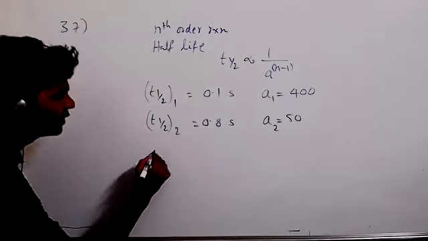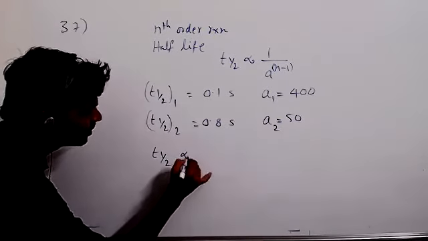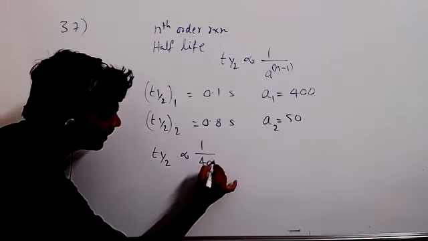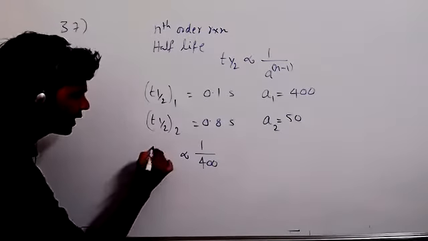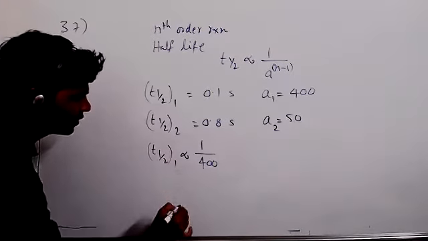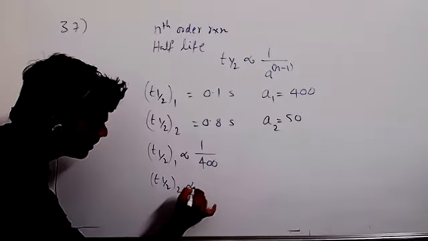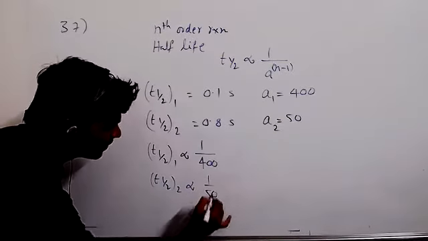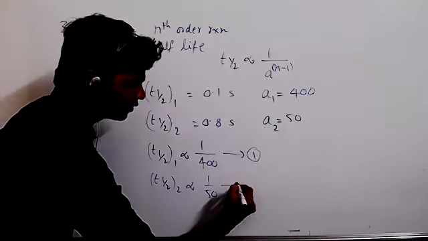So T half is inversely proportional to 1 by 400. So here T half is 0.1. And T half of second is also inversely proportional to 1 by 50. Now this value, this value, take equation 1 by 2.